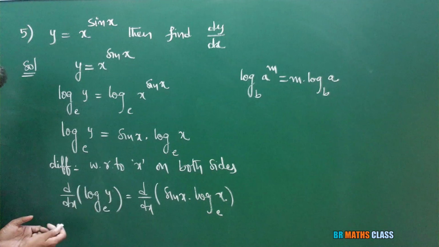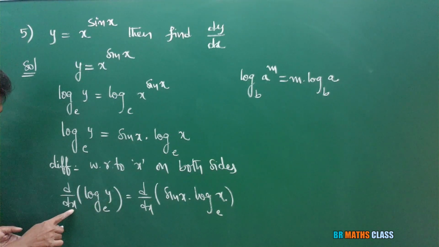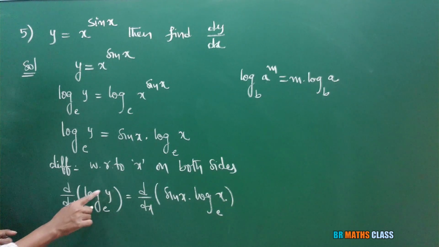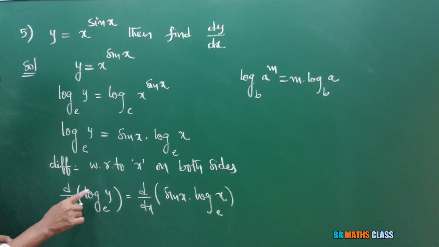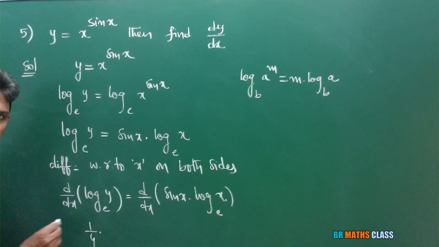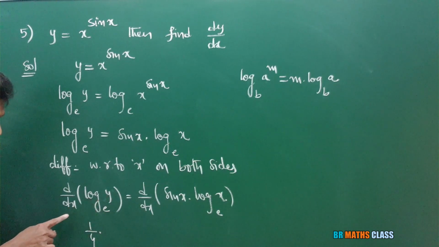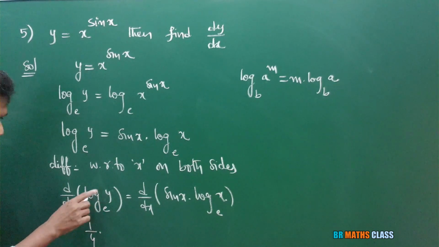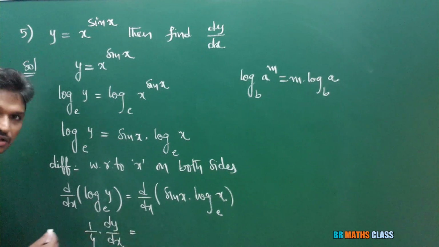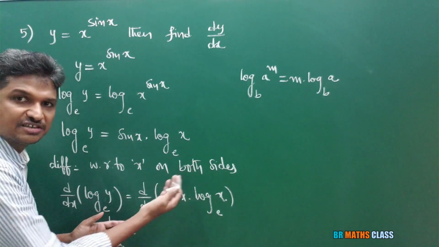How to differentiate this? You observe in the last problem also we did this. Here y is there, we are differentiating with respect to x. You imagine this as x. Derivative of log x is 1 by x, so derivative of log y is 1 by y. You write like this first: 1 by y into, as this function is in terms of y and we are differentiating with respect to x, as both are different, you just write dy by dx. This we learned in previous classes also. Equal to.